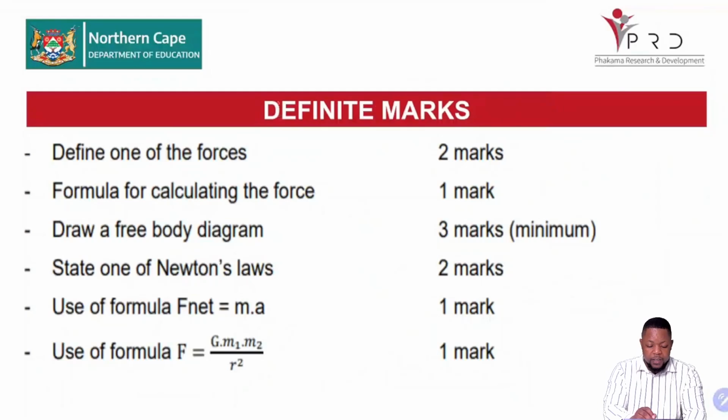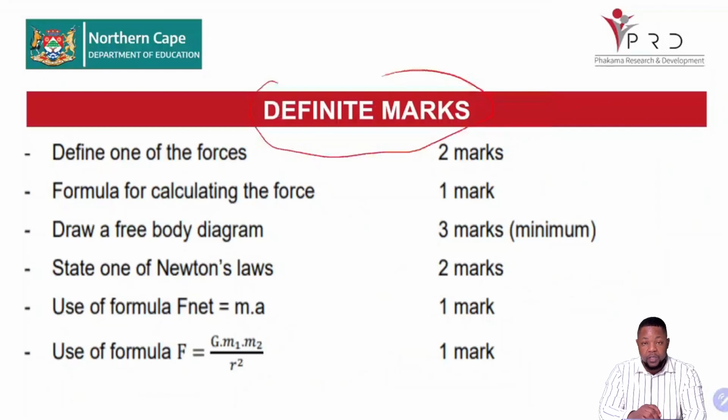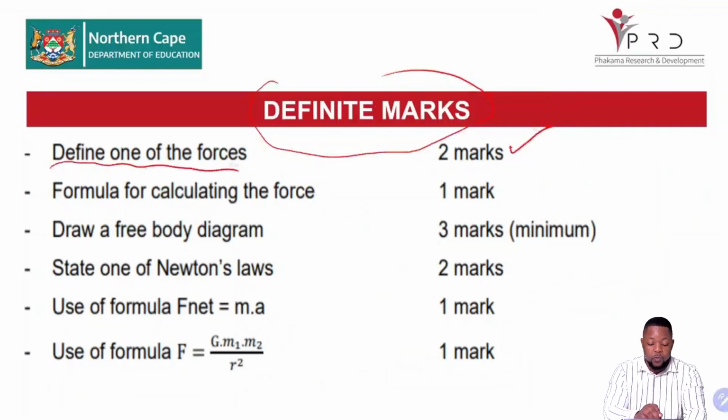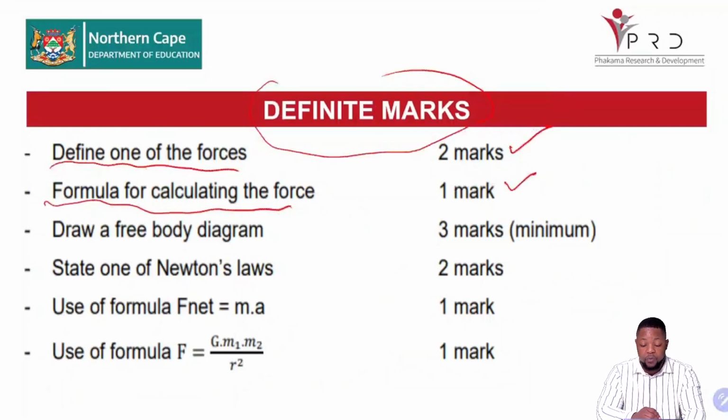Now, what are the definite marks that you definitely need to get? Should you know all those definitions that we listed earlier, then we are sure you will get 2 marks for defining one of those forces. And then you know all your formulas from the data sheet. You will get 1 mark as a definite mark for the formula for calculating force. There must be a force that you will be asked to calculate.